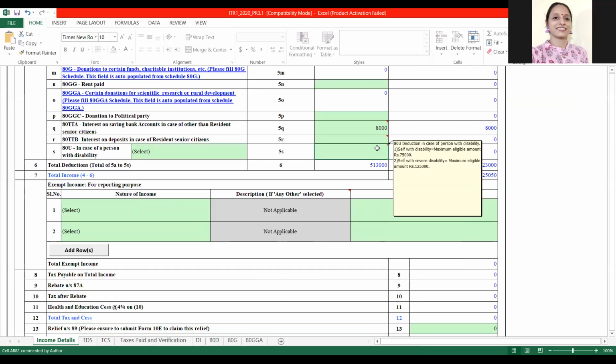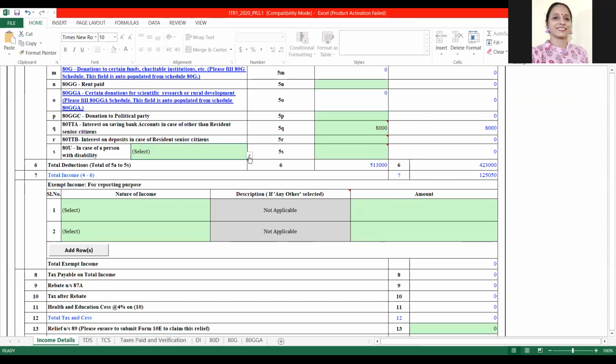80U is basically for the person who himself is handicapped, and again, this particular disability is divided into two categories. It is either disability or a severe disability. So accordingly, you can put the amount. If it is severe disability, 1,25,000. If it is disability, it is 75,000. So after all these deductions, you can see it is showing the total income.